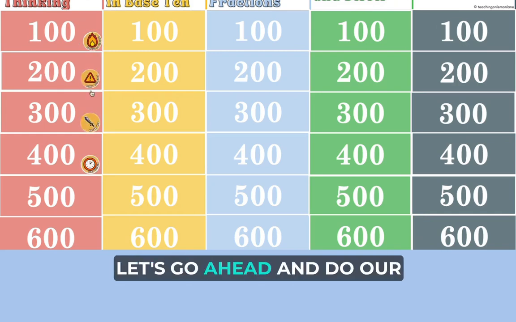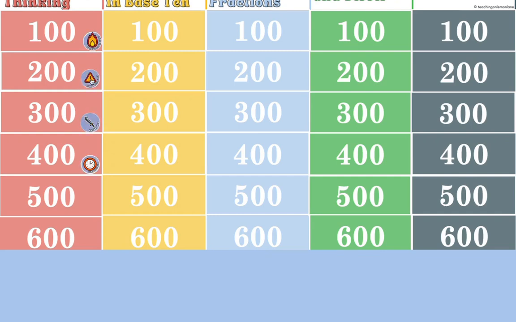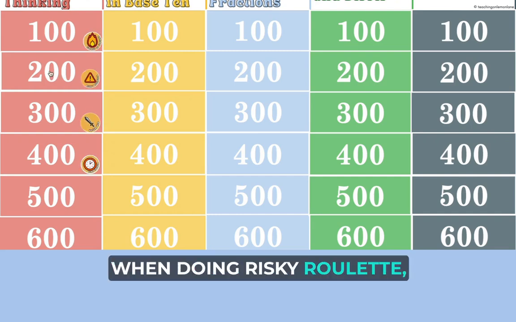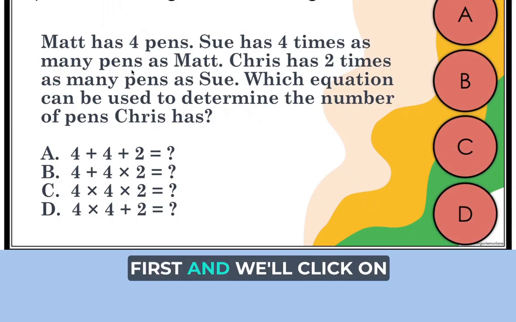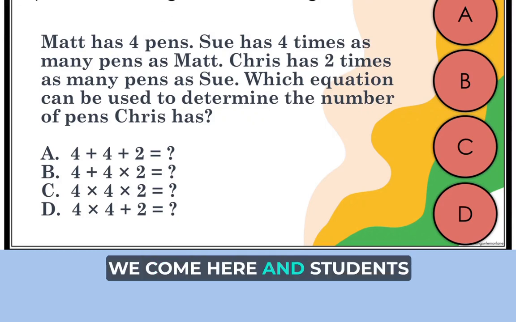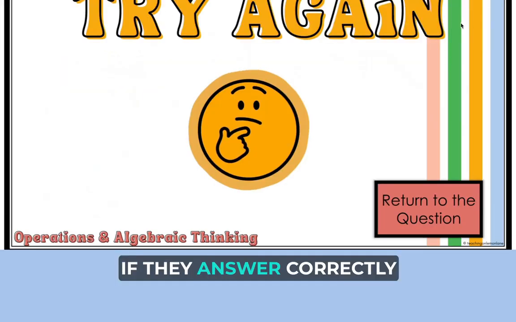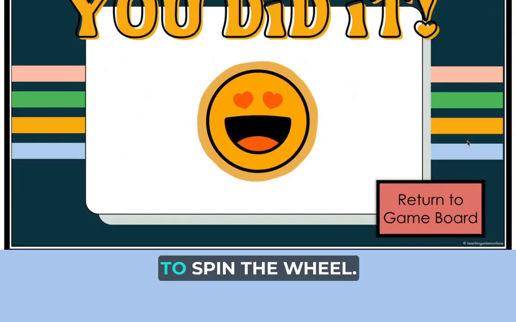The next one, let's go ahead and do our risky roulette. Now, this one's a little bit different. When doing risky roulette, we will click on the question first. We come here and students answer. Now, if they answer correctly the first time, they have a chance to spin the wheel.